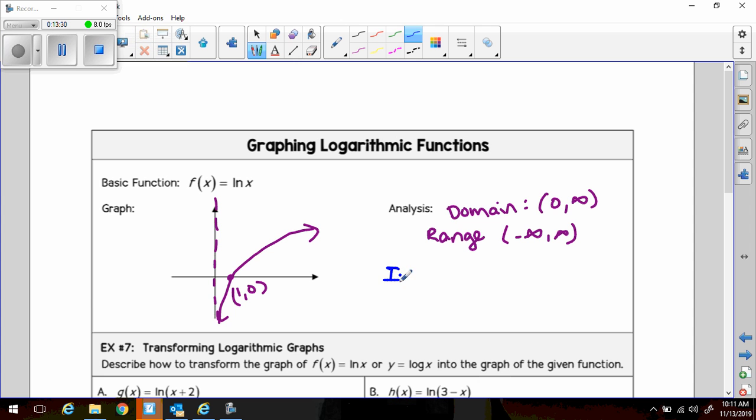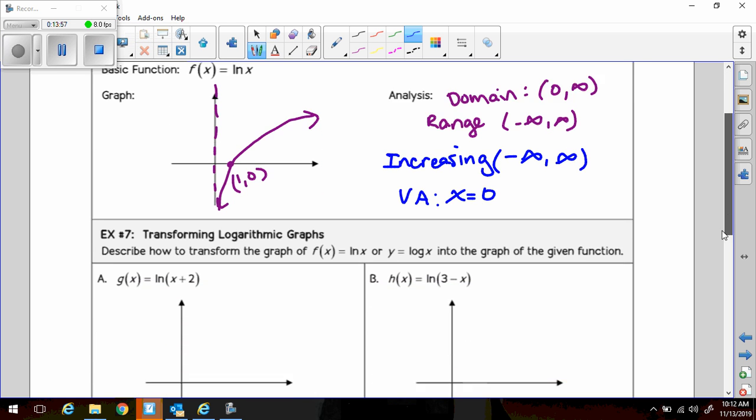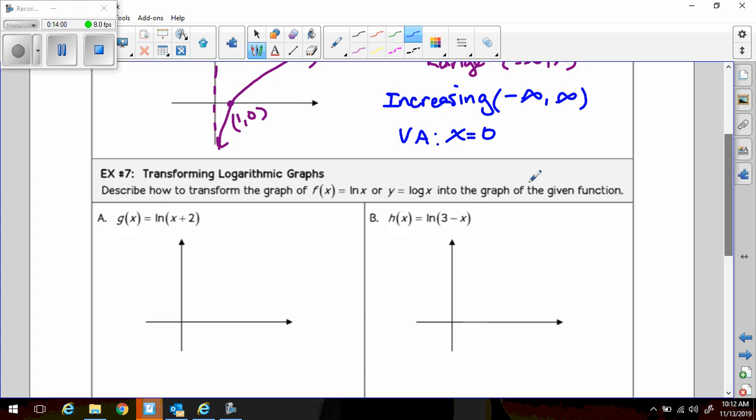So I'm going to put increasing, maybe like negative infinity to infinity. Usually they want the domain. There's no decreasing. There's really no symmetry. There is an asymptote. So there's only a vertical asymptote for logs, and this one is going to be at x equals 0 on the y-axis. I don't know what else analysis they want, but maybe end behavior: the limit of our function as x goes to infinity is infinity. It goes up forever.